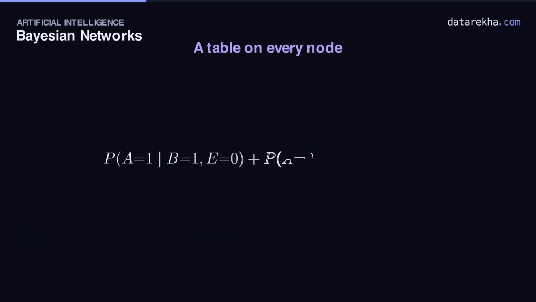One quiet rule governs every table. Fix the parents. Burglary, yes. Earthquake, no. And the alarm's chances must sum to 1 across its own values. 94% it rings. 6% it doesn't. That holds in every row on its own. You never add across different rows.